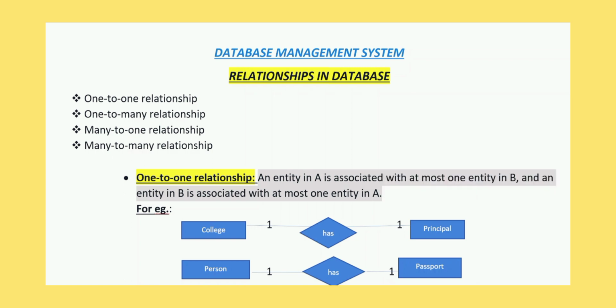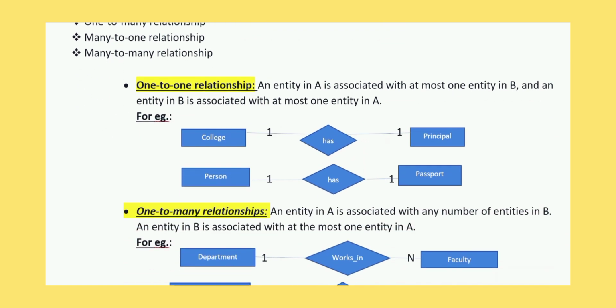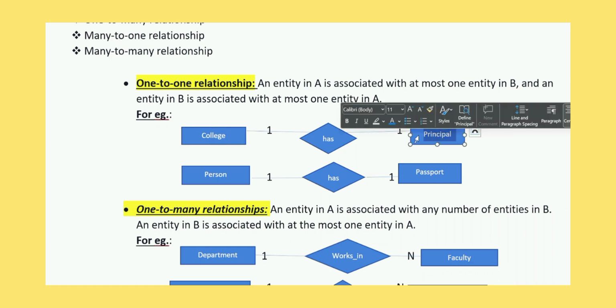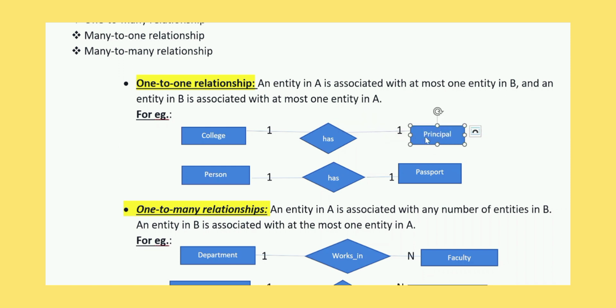Now, I'm going to explain the concept with the help of a suitable diagram that I have taken here. This is college. From the left side, you can consider it as entity set A. On the right side, principal is maintained here, so you can consider it as entity set B. Now two entity sets we have taken here, entity set A and entity set B, and both the entity sets are connected to each other with the help of a relationship that is has. Fine. Now try to understand the concept.